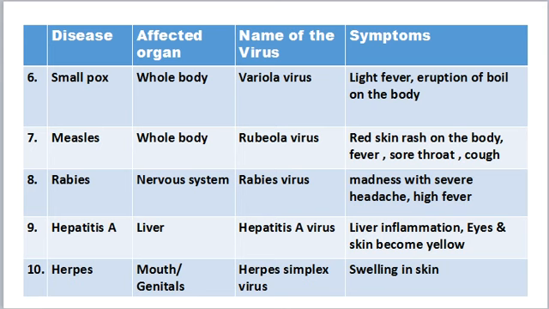Here we can say herpes is of two types. One is genital herpes, that means a common sexually transmitted infection marked by genital pain and sores, and the other one is cold sores, that means infection with the herpes simplex virus around the border of the lips. So it mainly occurs on the mouth as well as the genital organs. So this is all about viral disease.